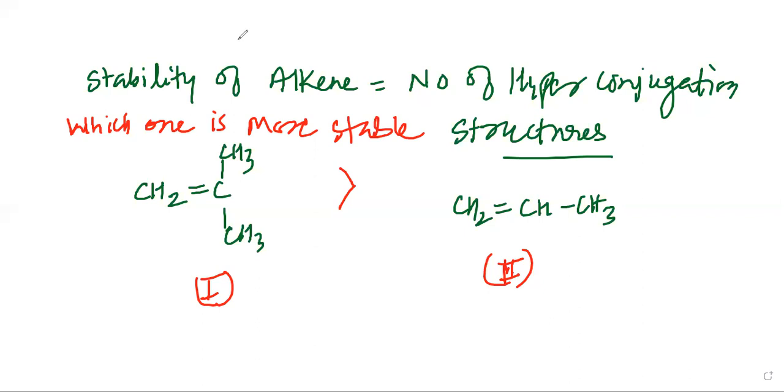Just try it out, my dear students. You can see that here you have 6 alpha hydrogens. Here you have 3 and here you have 3, where the hyperconjugation structures are possible, and here you have only 3. So this is how we can truly understand the stability of the alkene. If you have anything to ask, you can ask me.